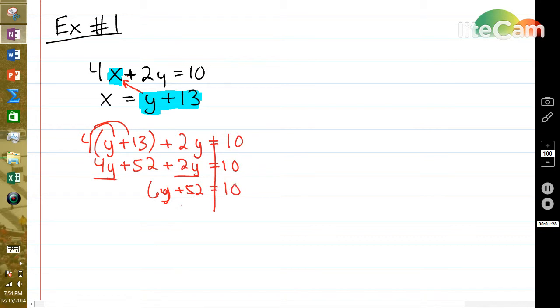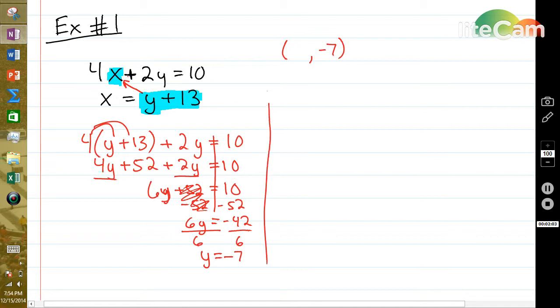In order to solve for y from here, we're going to subtract 52 from both sides. This is now 0. So on the left side, all we have is 6y equals 10 minus 52, which is negative 42. And our last step to solve for y is to divide both sides by 6. And y is going to be equal to negative 7. So our solution to our system, or the point at which these two lines cross, we have one of the coordinates, the y value, negative 7.